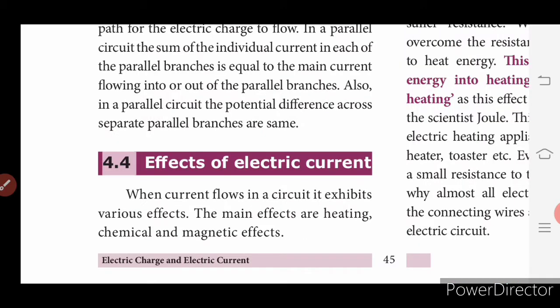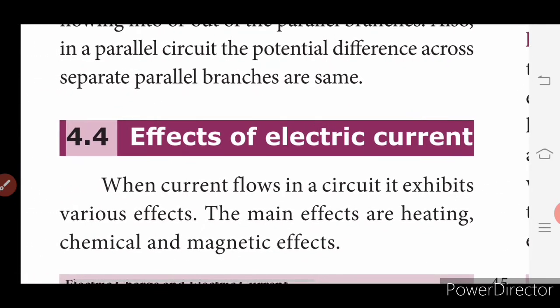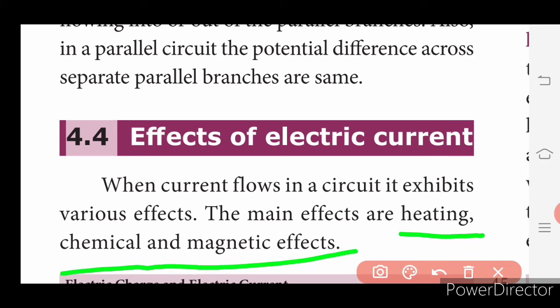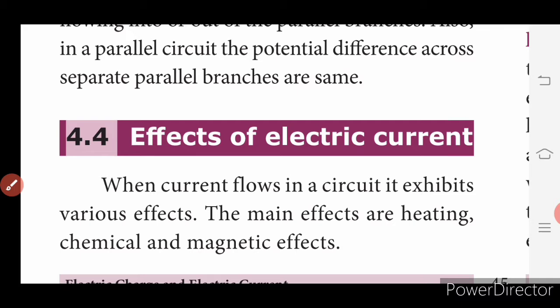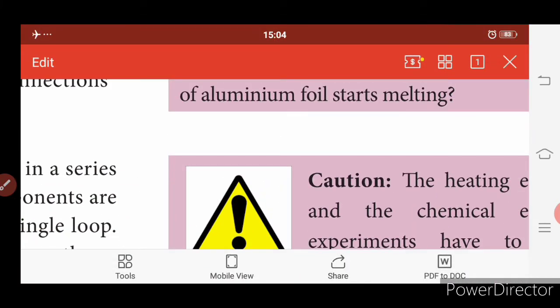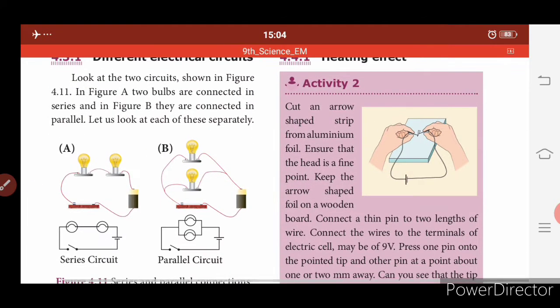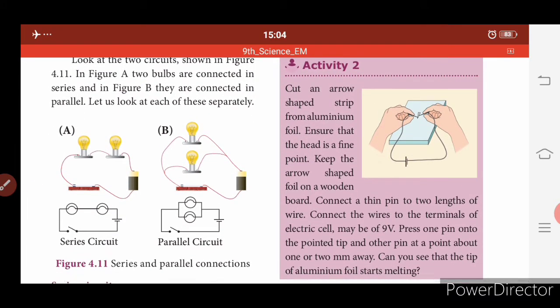So when current flows in a circuit, it exhibits various effects. Various means many effects. So what we are going to see here are the three effects: heating, chemical, and magnetic effects. So here you have been given an activity. I will just explain this activity, and later on, when you are free, you can go through it.